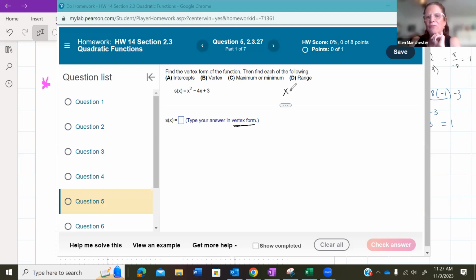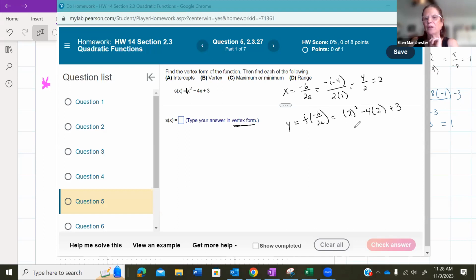So my vertex, I'm using the vertex formula. So -b over 2 times a, which is 4 over 2. Remember, if there's no number there, it's a 1. So 4 over 2 is 2. That's my x value. To get my y value, I'm going to plug that answer back into the original equation. So I have 2 squared minus 4 times 2 plus 3. 2 squared is 4, -4 times 2 is -8, plus 3. So I have -4 plus 3, which is -1.